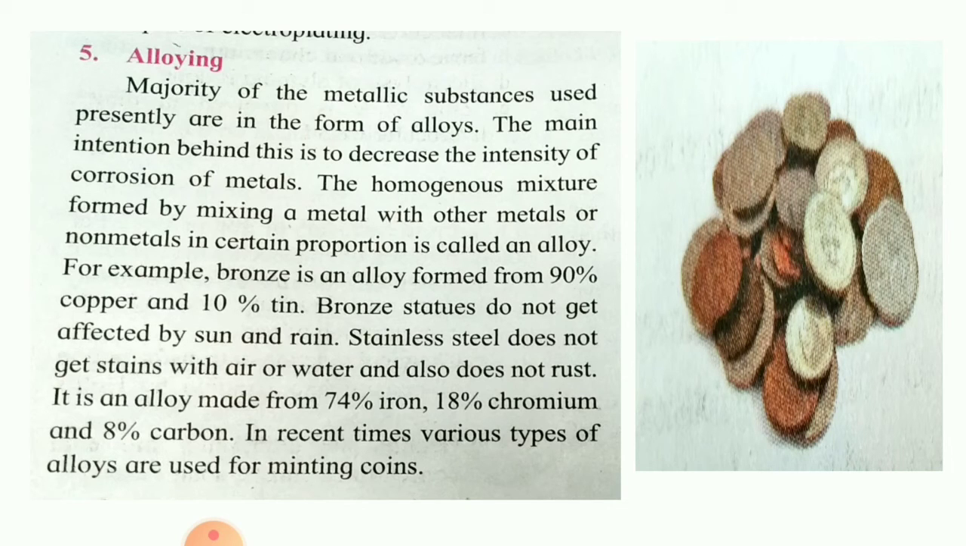Next is alloying. What is an alloy? It is a mixture of two or more metals, or metals and non-metals together, to change the property of that metallic substance. Nowadays we use the alloy of carbon and iron, that is stainless steel. Bronze is an alloy of copper and tin, 90% copper and 10% tin. Bronze statues will not get affected by sun as well as rain.